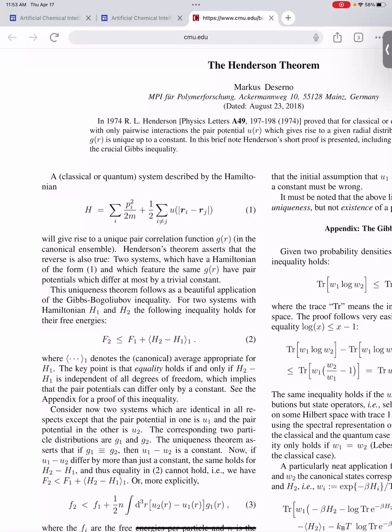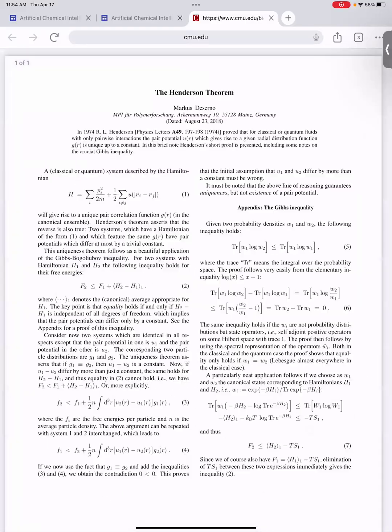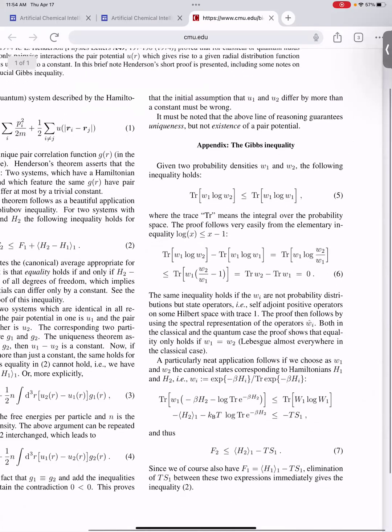And secondly, it shows you that given G of R, U of R is unique, but it does not give you a pathway of how to find it, right? So it's sort of like a mathematician's proof. It says that, yes, it exists, but I'm not going to tell you how to do it, right? But people still try to use it to do things. It's cute and sort of profound, and this 1-page paper, which is on the class web page on Slack, is worth reading, especially the proof of this Gibbs inequality.